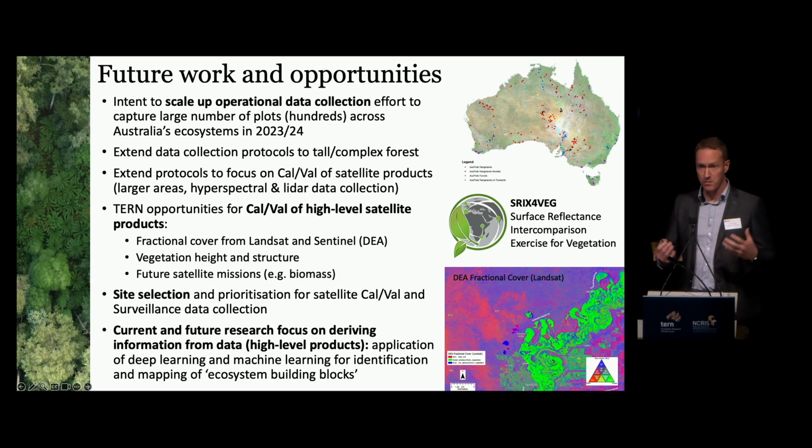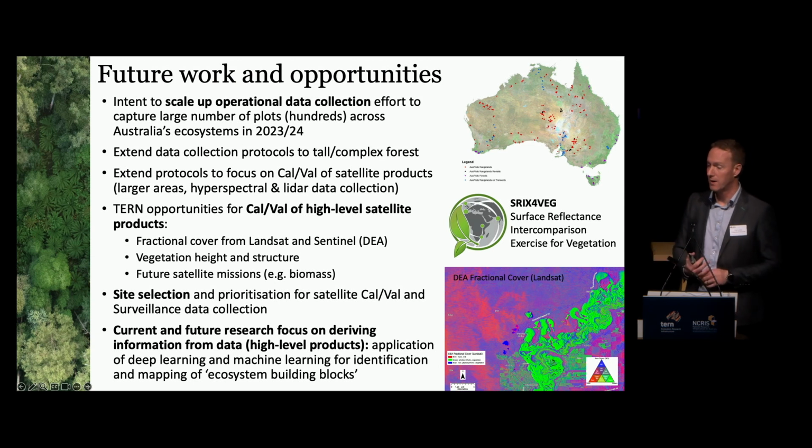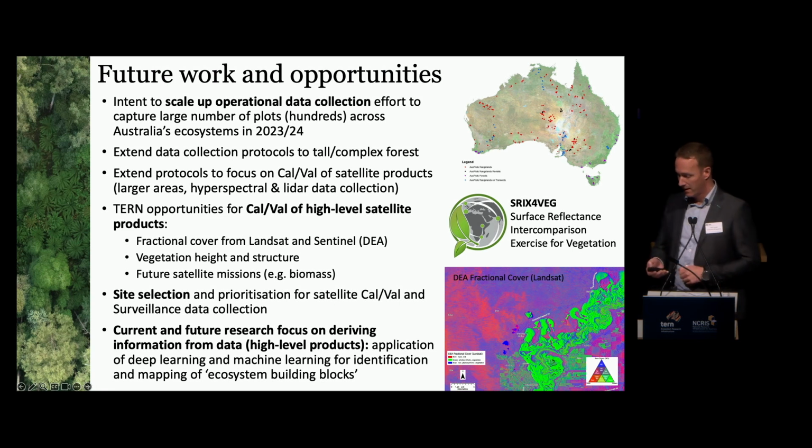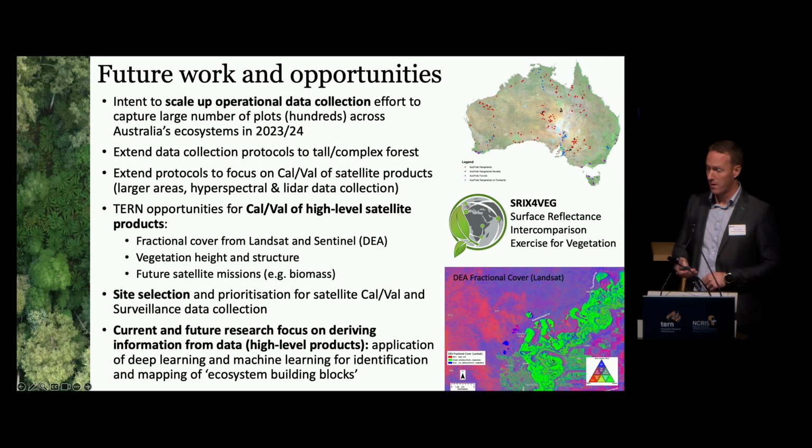We're really keen for TERN to play a big role in national and international calibration validation work with organizations like Geoscience Australia and Digital Earth Australia, to really contribute to the national CalVal effort. And this is where the TERN community has a say over what sites we prioritize, where we deploy field teams, and what the key ecosystems to start with are. And finally, we're looking at those AI tools to extract higher level products from the analysis-ready data sets.